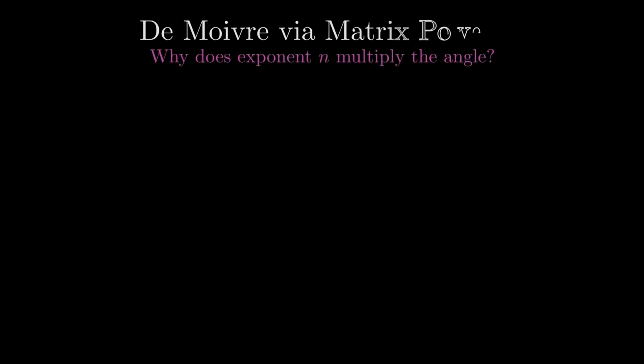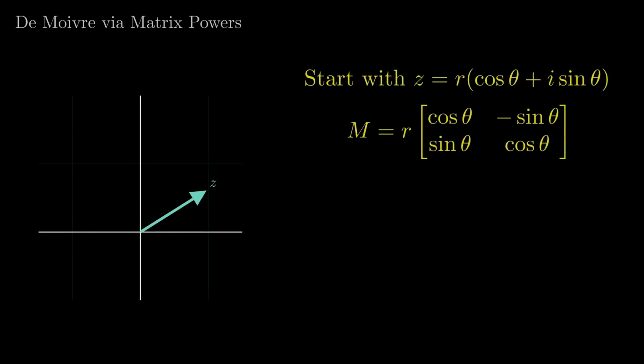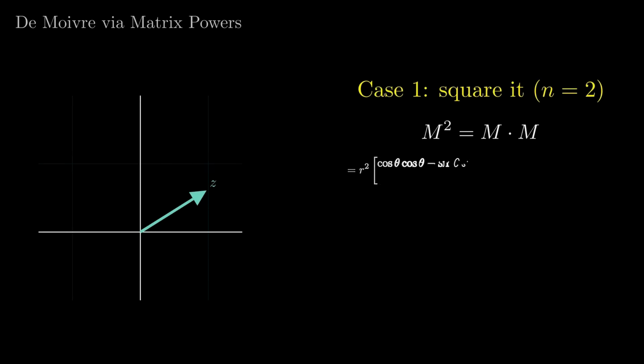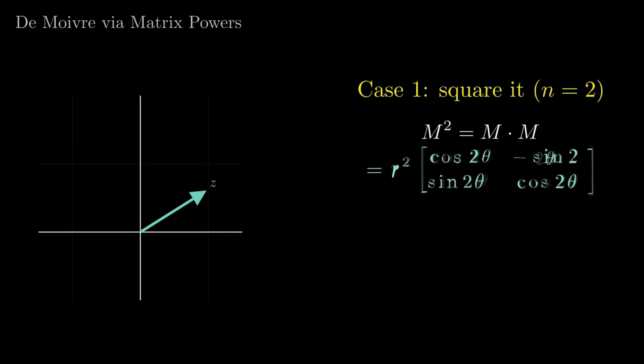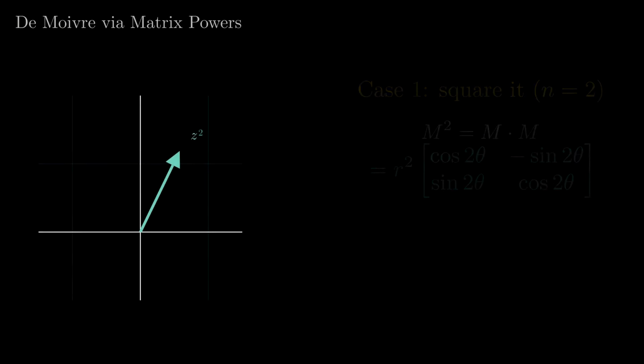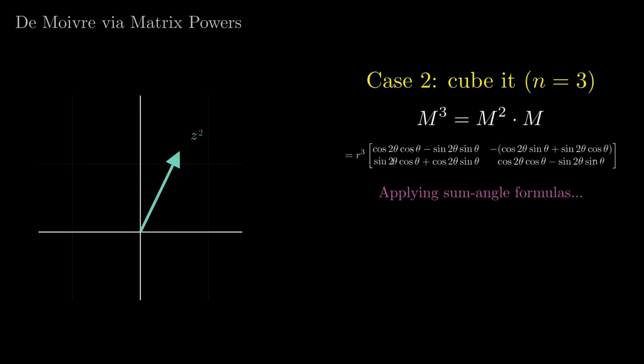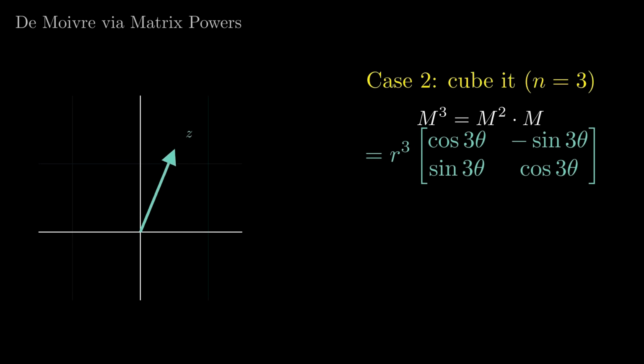Now we prove de Moivre's formula using matrix powers. Start with the polar matrix form, M equals r times the rotation matrix with cosine theta, minus sine theta, sine theta, cosine theta. First, square it. When we multiply M by itself, the scale becomes r squared, and the angle terms combine into cosine 2 theta and sine 2 theta. Now cube it, multiply M squared by M, and the scale becomes r cubed. The trigonometric terms combine again, now giving cosine 3 theta and sine 3 theta. So the pattern is clear.